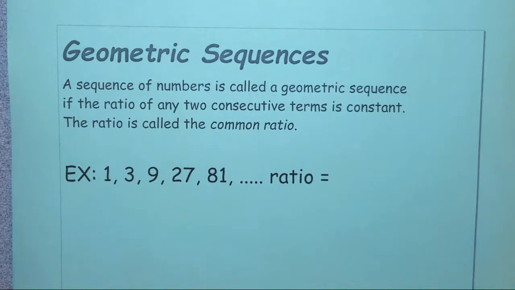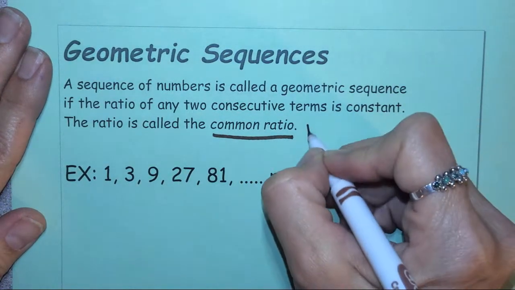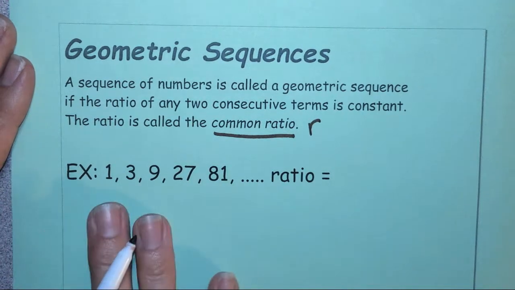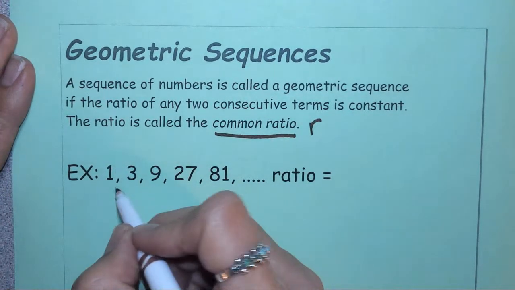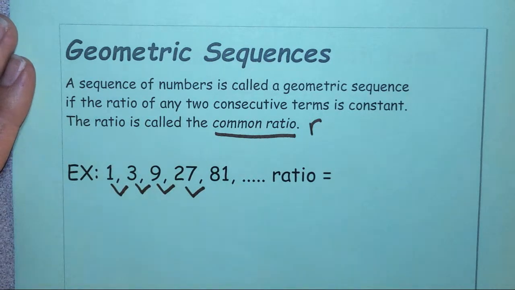The second sequence that we learned about was called a geometric sequence. A sequence of numbers is called geometric if the ratio of any two consecutive terms is constant. The ratio is called the common ratio, and we're going to denote that with the letter r. This time, instead of adding or subtracting to get to the next number, we're going to multiply by the same thing each time to get to the next number.